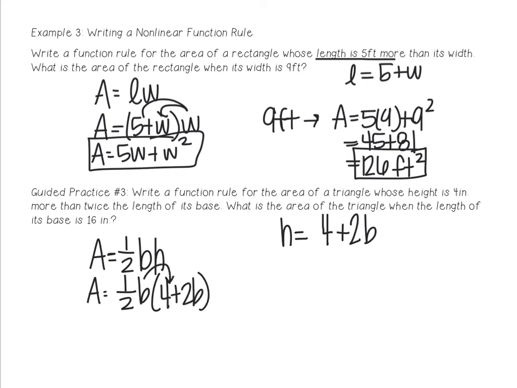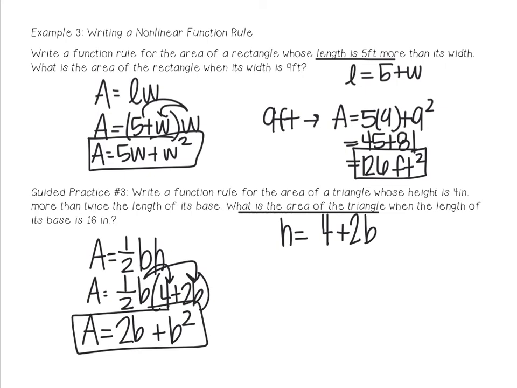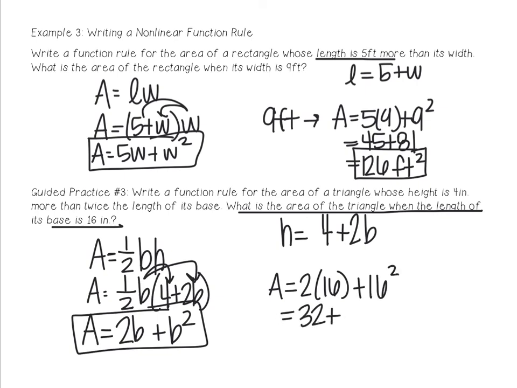Then you evaluate that, so you are going to distribute the 1/2 b. 1/2 of 4 is going to be 2, so that's 2b. 1/2 of 2 is 1, and b times b is b squared. So it's 2b plus b squared. Second question, what is the area of a triangle if the length of its base is 16 inches? So this is going to be 2 times 16 plus 16 squared, which is 32 plus 256, and that's 288. Two questions gets 2 answers.